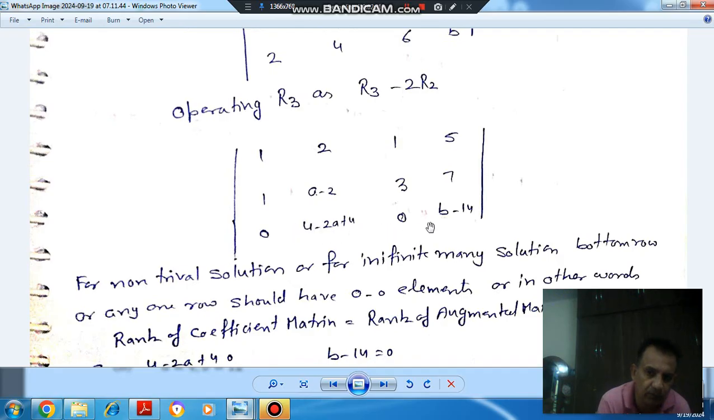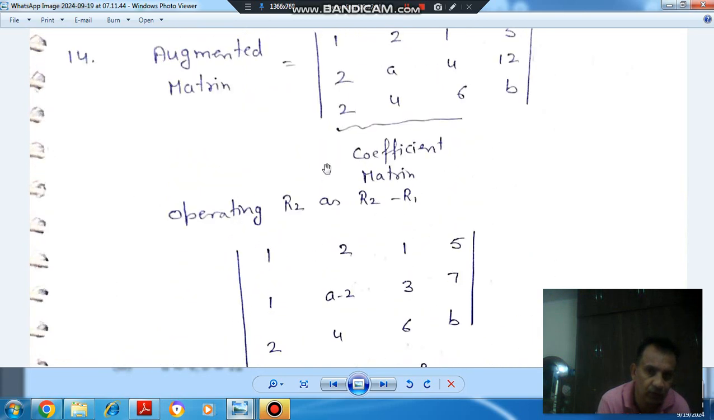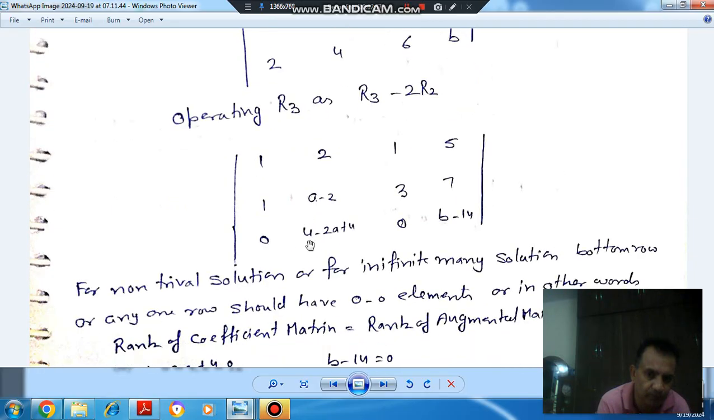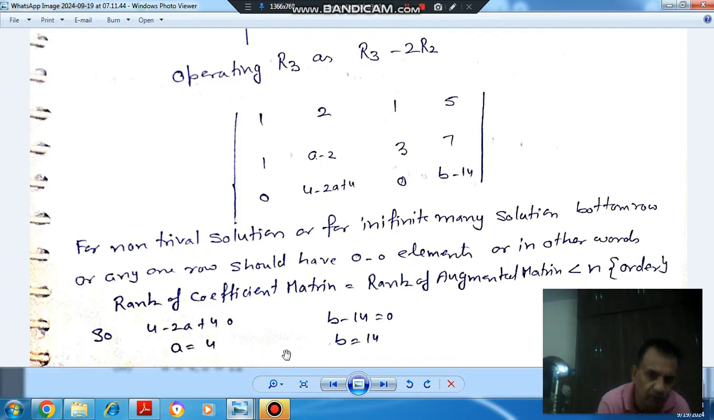So this is the bottom row, and if all the elements of the bottom row are 0, then it will give infinitely many solutions. For infinitely many solutions, one of the rows should have all elements 0. That's why we are making all the elements of this row 0. Now if we put each equal to 0, we can find a and b. So a comes out to be 4 and b comes out to be 14.